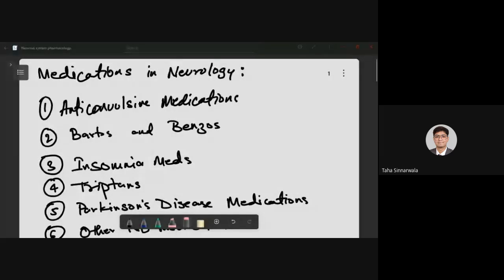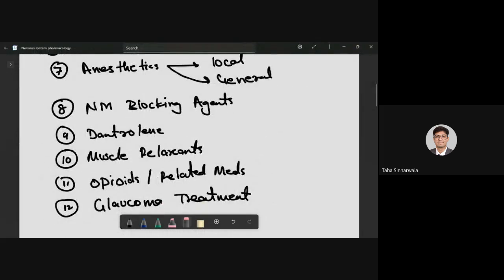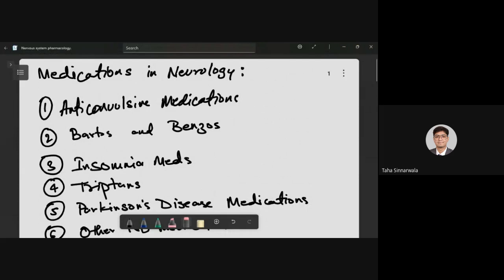Okay. So before we begin, and hopefully more people will join in, I just want to give you a quick rundown of all the topics that we'll cover. We'll try to cover as many as possible today, and then hopefully a few topics tomorrow. We'll do pharmacology and all the medications that are important in neurology. There are 12 different classes of medications. We'll start with the anticonvulsive medications.